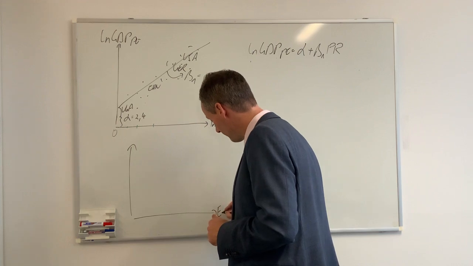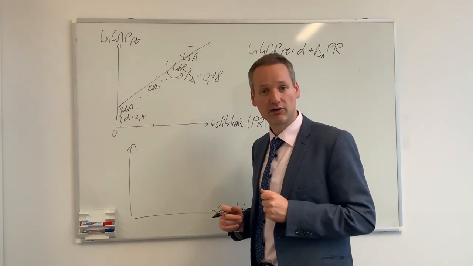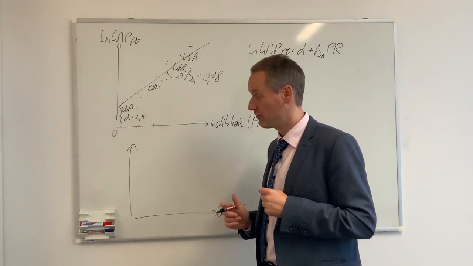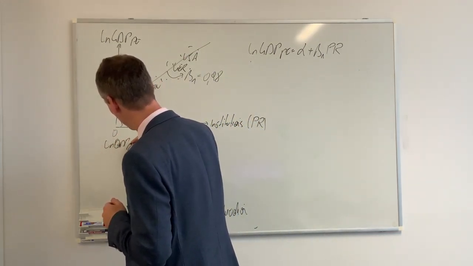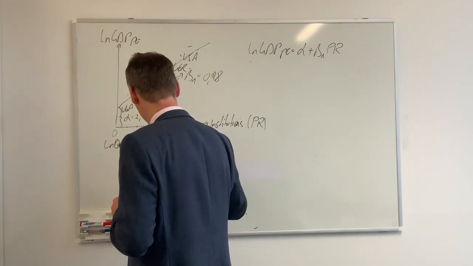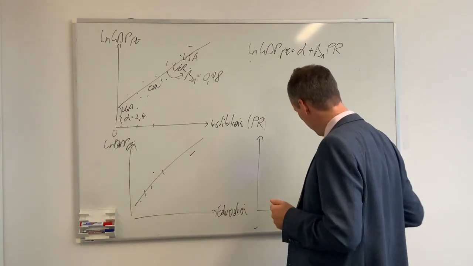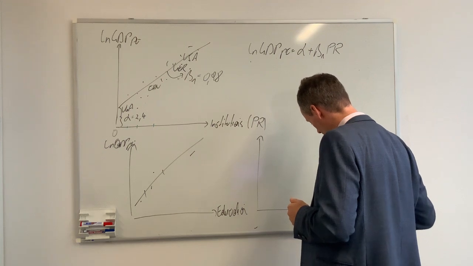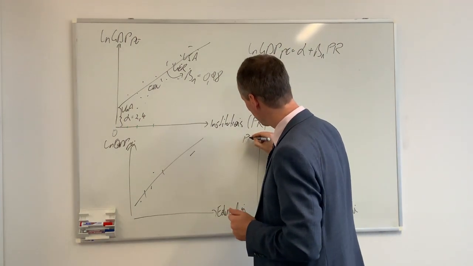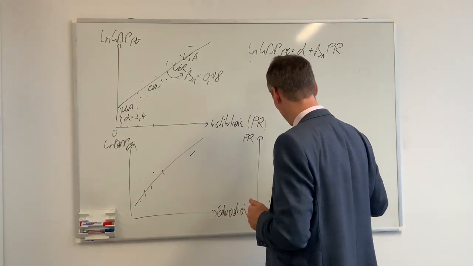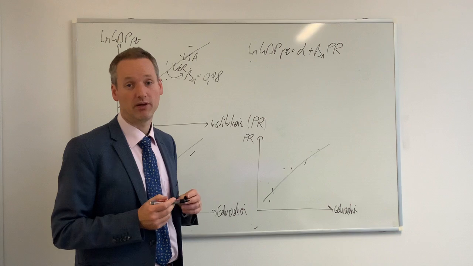Mainly that education, measured, for example, in the average number of years of education in the country, is also positively correlated to GDP per capita. Okay? And most likely, education here is also positively correlated to property rights. So where property rights are higher, education will probably also be higher.